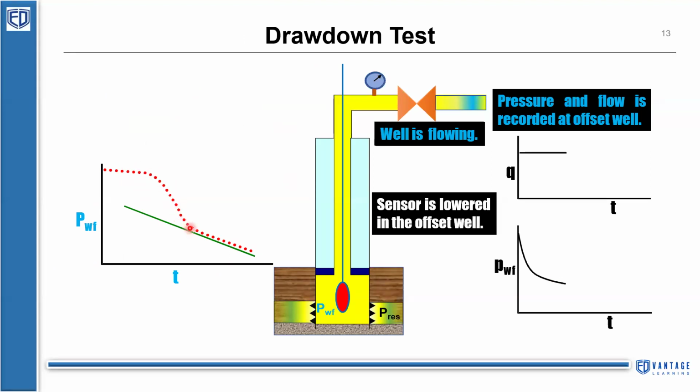And during the MTR region, you have a constant slope. So this is technically the PWF versus log T. This is the logarithm of time. So in the MTR region, the middle time region, you can find the slope of this middle time region and find the reservoir parameters, that is perm and skin factor.